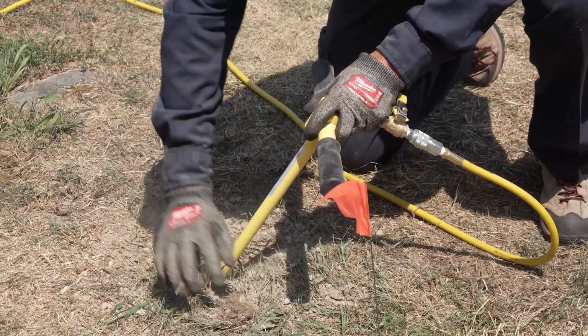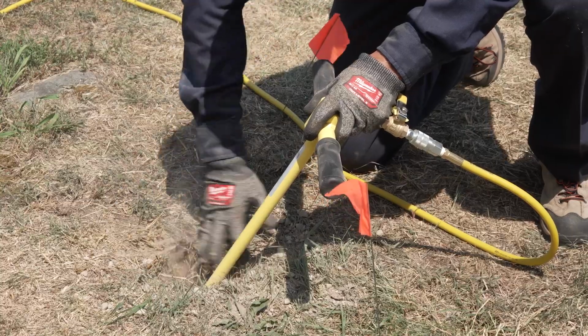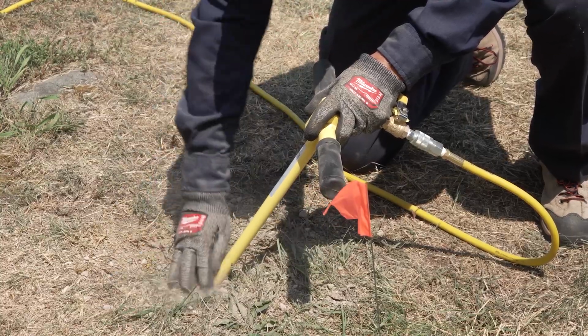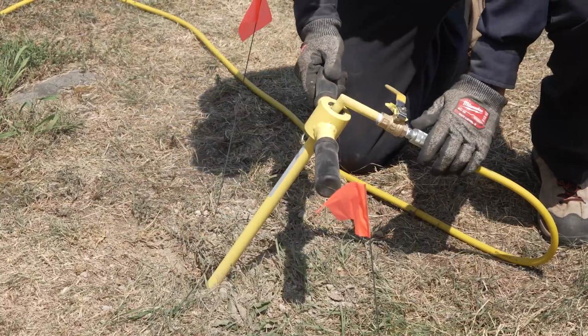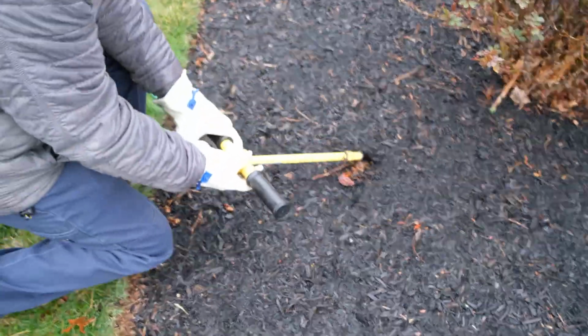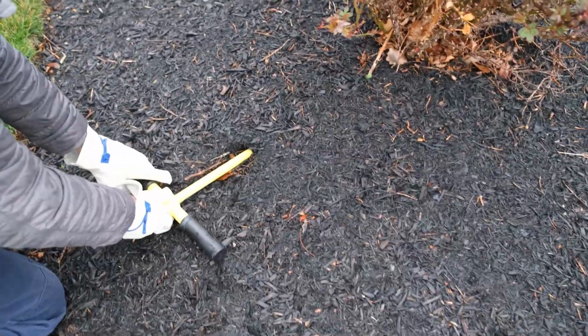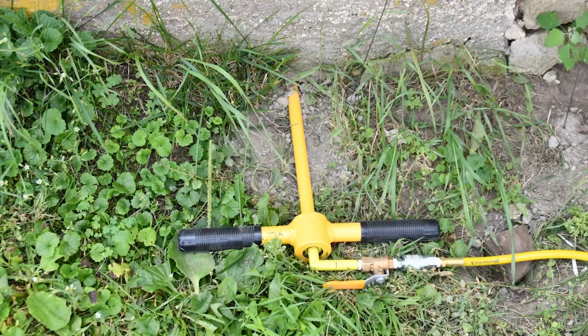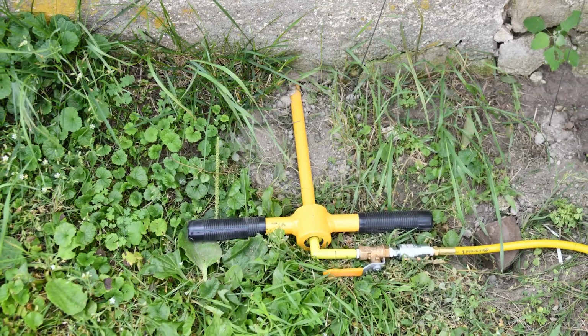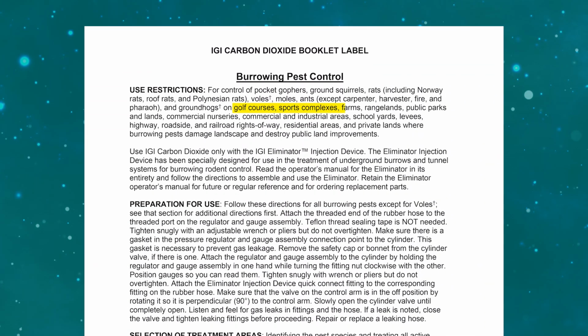The length of the Eliminator is designed to minimize kneeling. When kneeling is necessary, knee pads can also be used to protect PMPs during an application. The Eliminator Mini is useful to access burrows in tight spaces due to obstacles like fences, shrubs, or buildings. Per the label, IGI CO2 can be used to treat next to occupied municipal, residential, and commercial buildings.